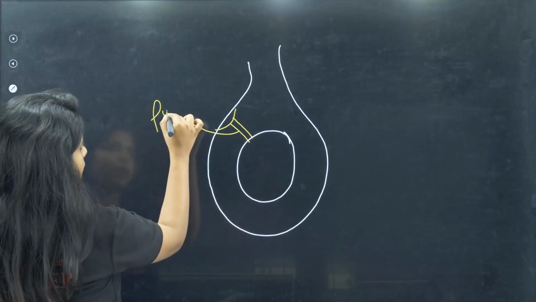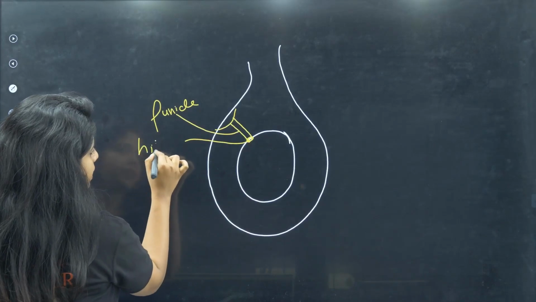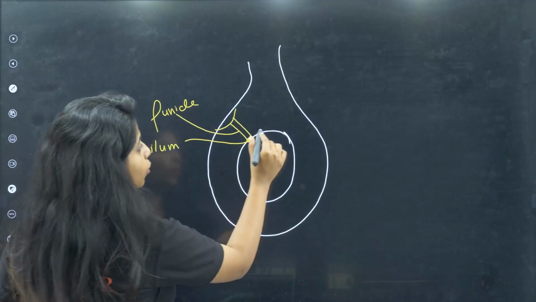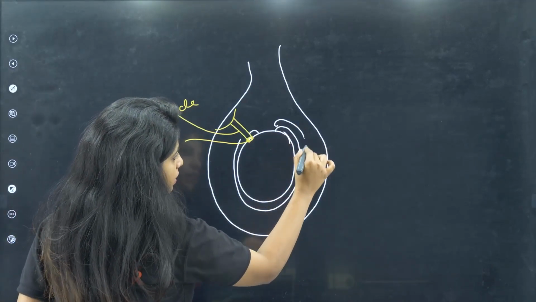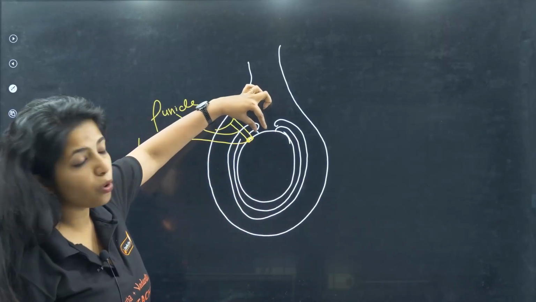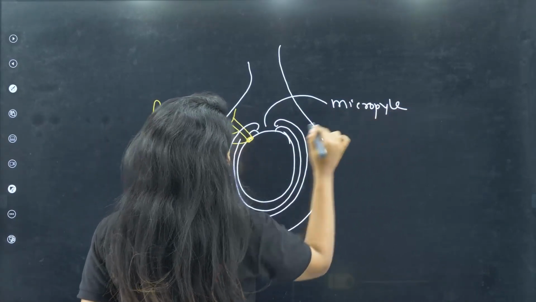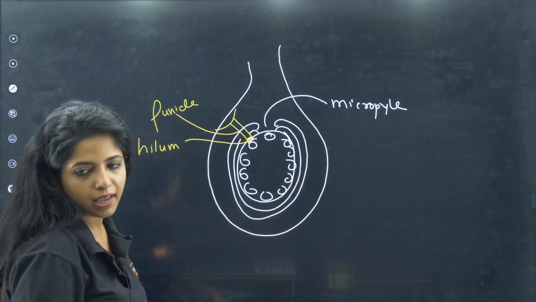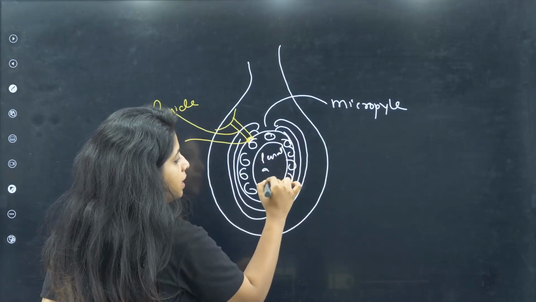This structure you call funicle. What do you call it? Funicle. And the place where it attaches, you call hilum. Now the ovule has two integuments, the inner integument and the outer integument. This open area, my dear children, you call the micropyle. And over here you would have the cells of the nucellus, and there is an embryo sac where the female gamete will be.